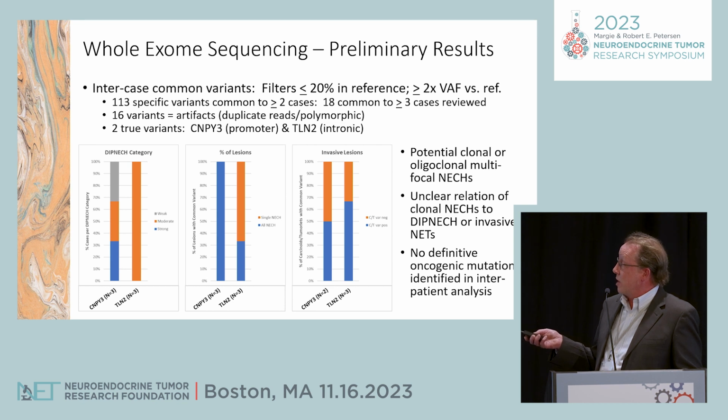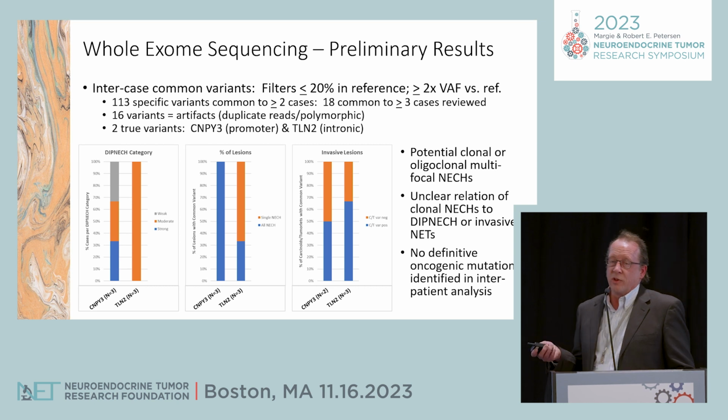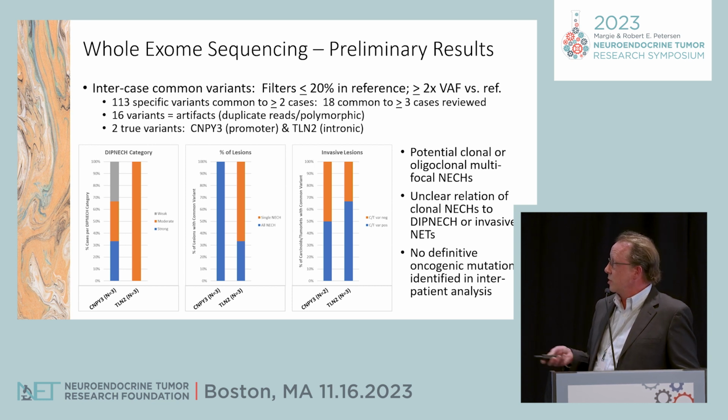For the purposes of today, we just looked into the 18 that were in more than 3 cases. Unfortunately for these, a significant number of those were actually artifactual variants, predominantly identified because of a number of duplicate reads. But there were two variants that have good-looking sequencing metrics. One is in CMPY in the promoter region, and one is in TALEN2 in the intronic region. And when we look at those, we can see over on the left-hand graph here that the majority of those are in cases where they either had strong or intermediate evidence of being DIPNECH cases.